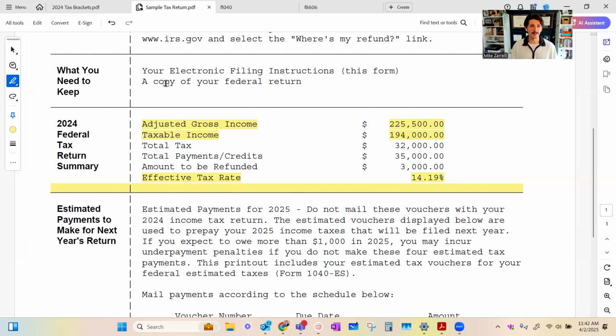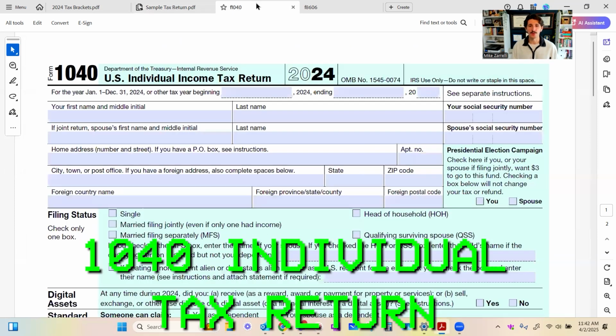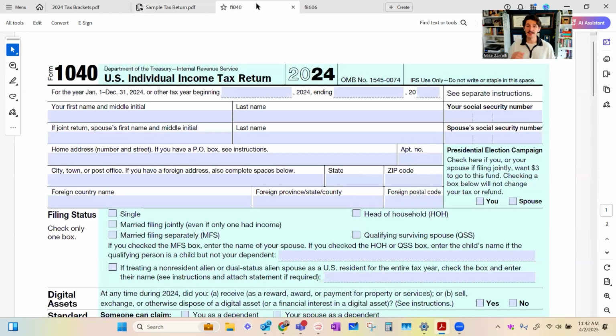Now, where can we find that? We would have to go over to your 1040. This is just a blank 1040 US individual tax return from the IRS. For the average person, this is a lot going on here, so I'm going to break it down to just what you need to pay attention to. Again, that's why you hire professionals. They see these every single day, but I'll dive right in.